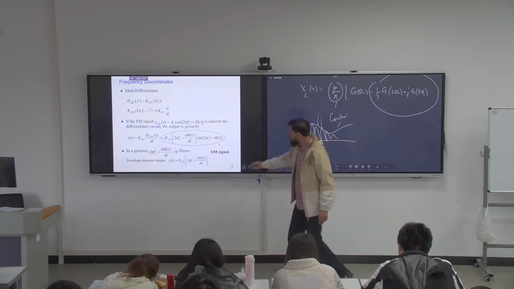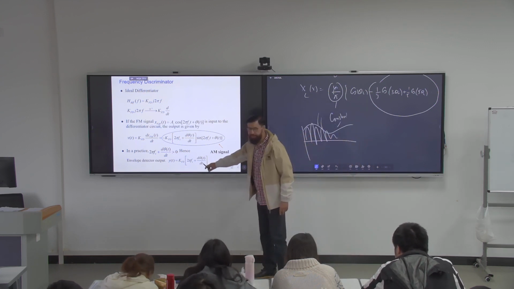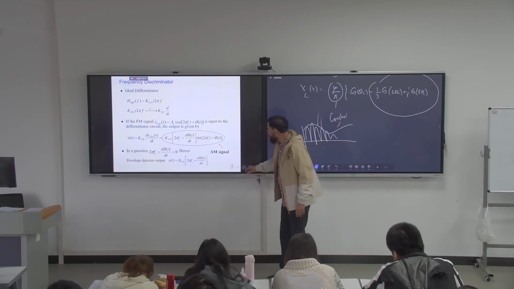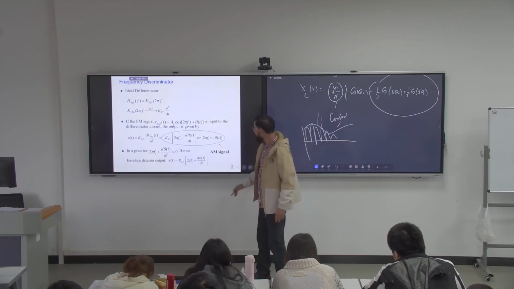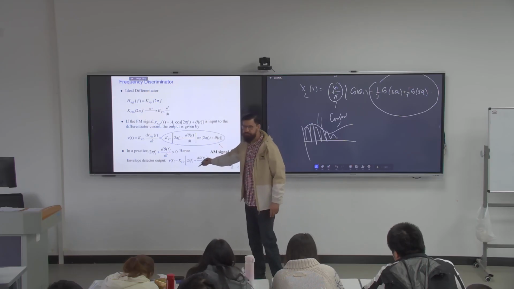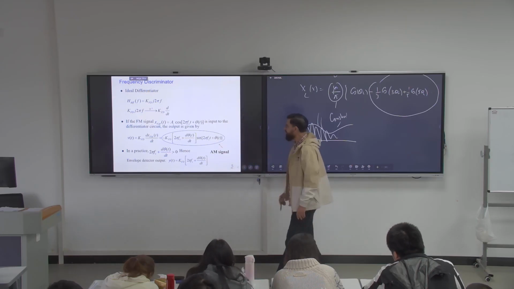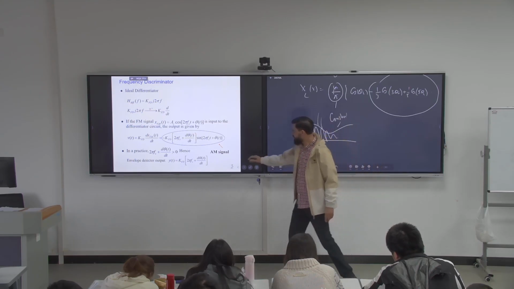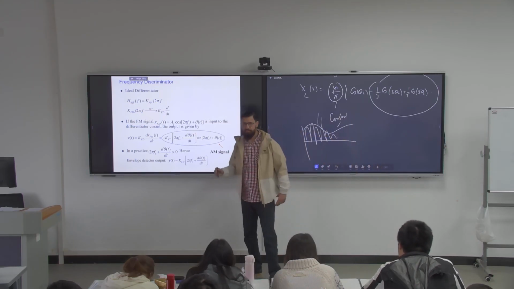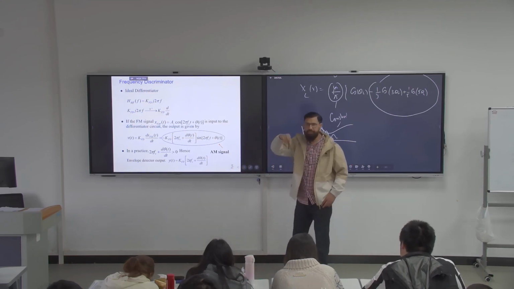And here you see this signal, d phi by dt, right? So now, what is phi for an AM signal? Remember this thing, theta or phi for the AM signal. Remember that integrated form, right?